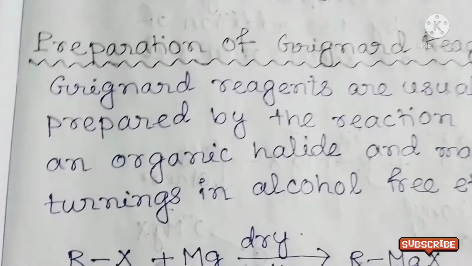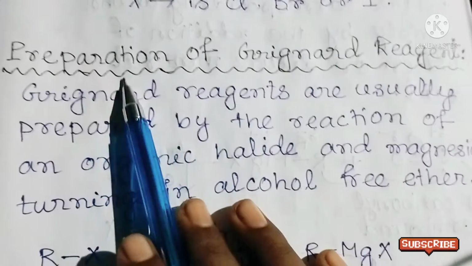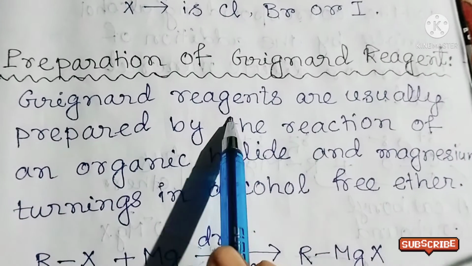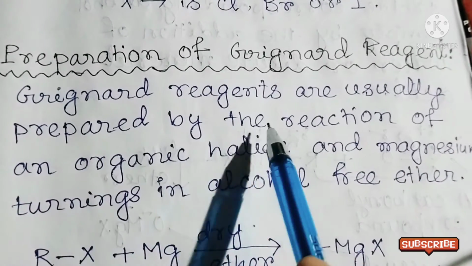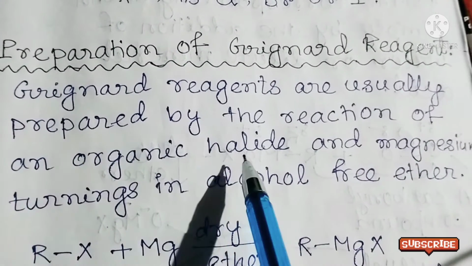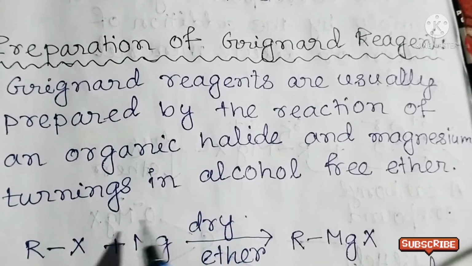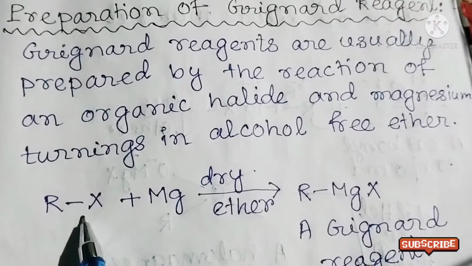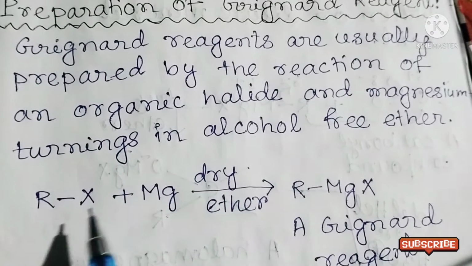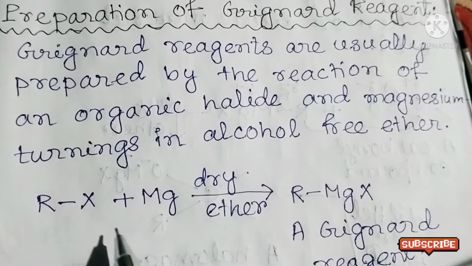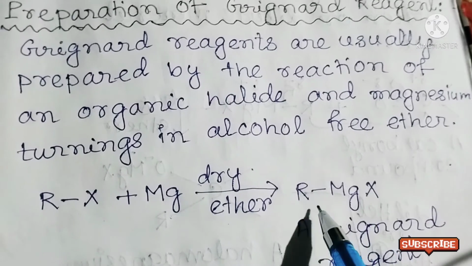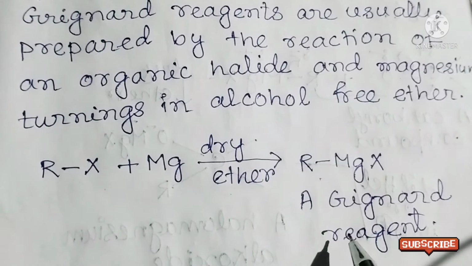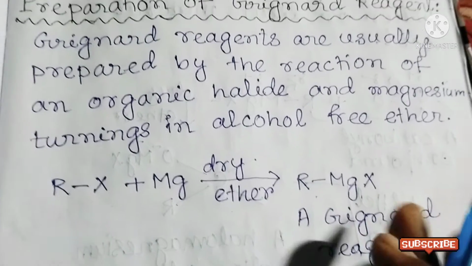Now, we shall study the preparation of Grignard reagent. Grignard reagents are usually prepared by the reaction of an organic halide and magnesium turnings in alcohol-free ether. So, we take alkyl halide and magnesium. In the presence of diethyl ether, they react and give the product R-MgX. This R-MgX is known as a Grignard reagent.